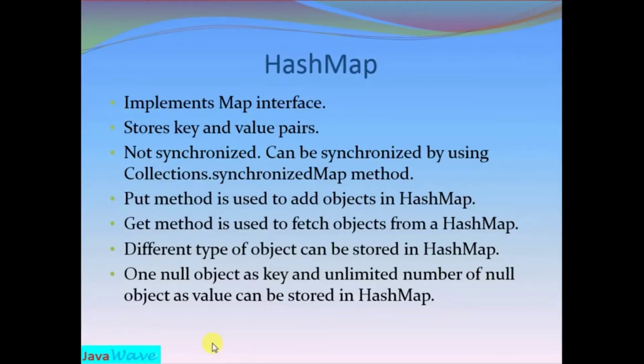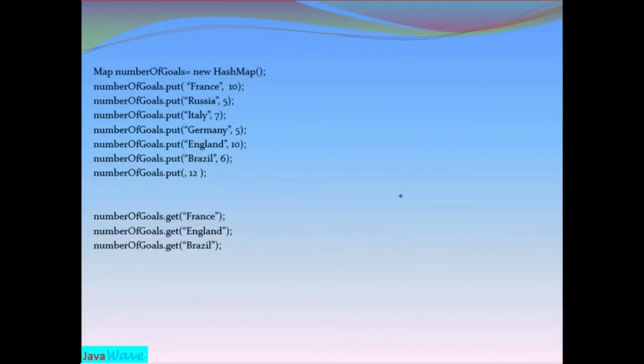So now let's try to understand how hashmap works internally while putting any element in a hashmap and while fetching any element from a hashmap. So here we have a hashmap, number of goals, which stores the number of goals for all the countries in a football match. And again I am fetching the number of goals for a few of the countries. So let's try to understand how it will store values while putting elements and how it will fetch values while getting elements from a hashmap.